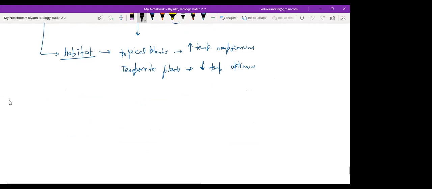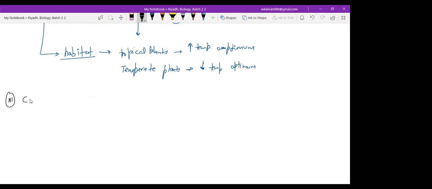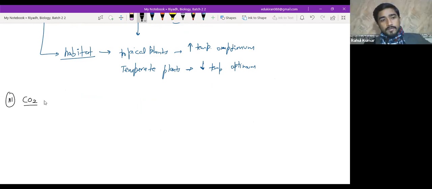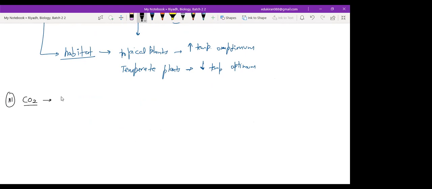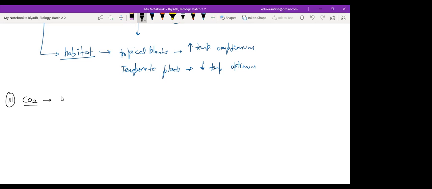Now let's get to other factors. What could be the third factor? Light and temperature is done. Let's talk about carbon dioxide itself, CO2. Can CO2 affect photosynthesis or no? Of course. CO2 is the major ingredient of photosynthesis, so it can affect photosynthesis the most, correct? If you are making an egg curry and you do not have egg, it's going to affect your recipe, correct? Yes, sir.